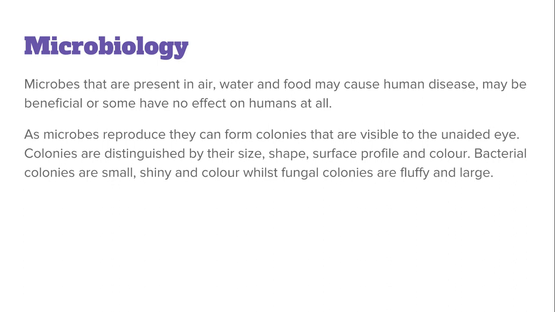When microbes reproduce, they can form colonies, and these become visible to the unaided eye, which is why we see mold on bread. These colonies can be distinguished by a few different factors, and because of these factors, we're able to distinguish whether some colonies are bacterial colonies or fungal colonies. And this is what we're looking for when we do our first-hand investigation.